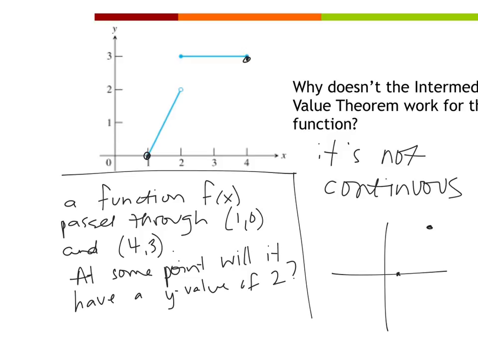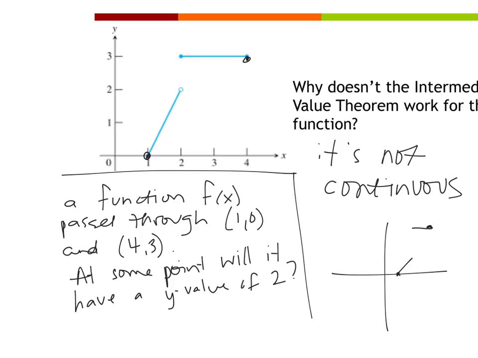So it's important to look for the word continuous when you're reading a problem like that. It would have to say a continuous function f of x passes through 1, 0, and 4, 3. And if it doesn't say the word continuous in a question, immediately I start thinking it's not continuous. I'm like, what if the function wasn't continuous then? What would it look like?